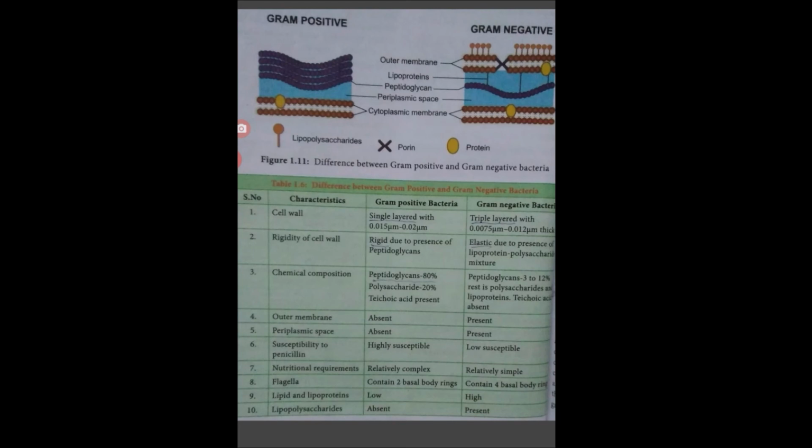Flagella contain 2 basal body rings in gram-positive bacteria, but in gram-negative bacteria, the flagellum contains 4 basal body rings. Lipid and lipoprotein are low in gram-positive bacteria, and high in the gram-negative bacteria. Lipopolysaccharide is absent in gram-positive bacteria and present in gram-negative bacteria.